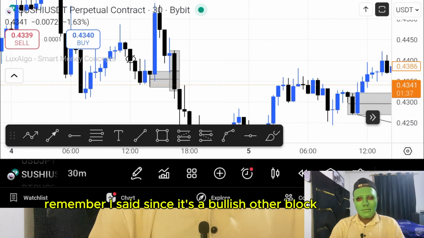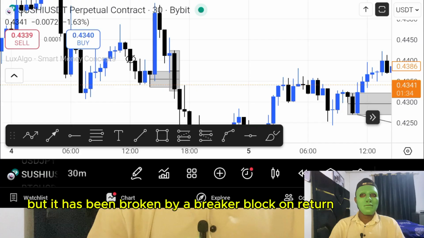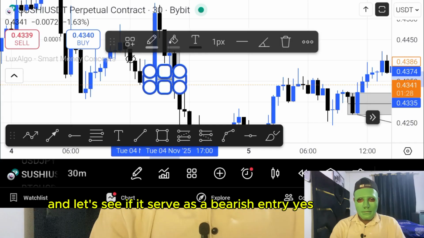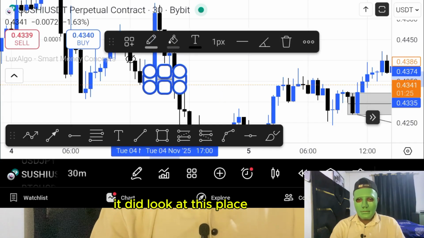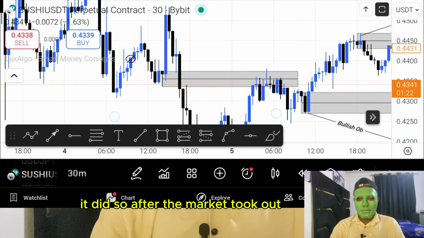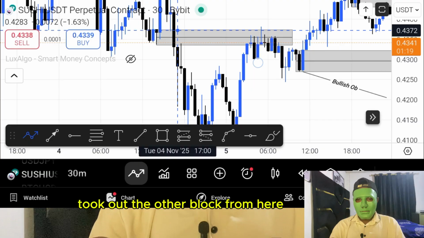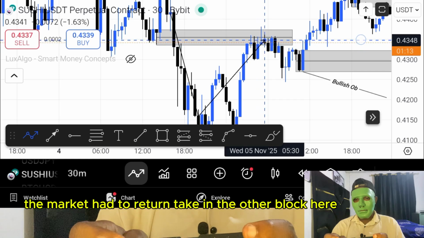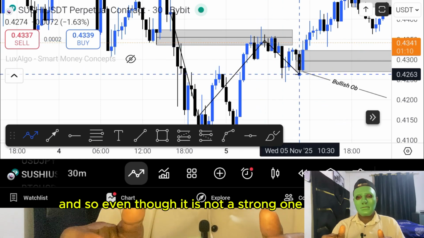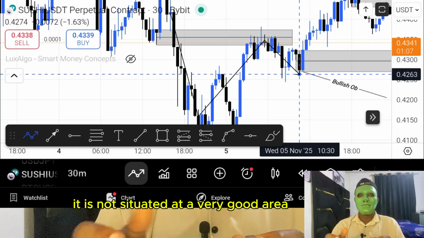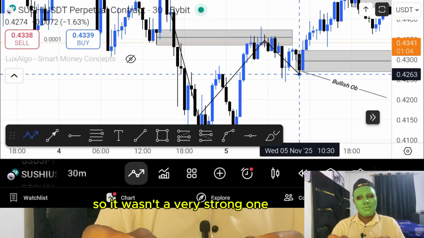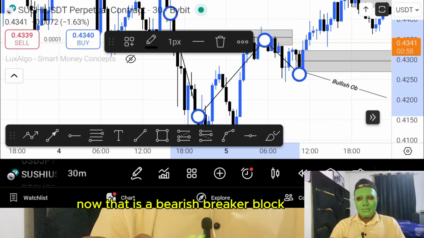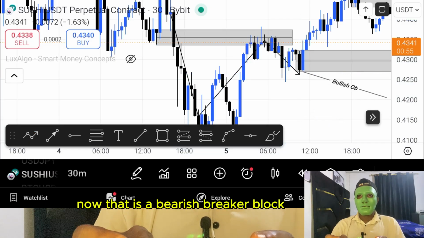And what happens? Remember I said since it's a bullish order block, but it has been broken by a breaker block, on return it can now serve as a bearish entry, no longer a bullish entry. And let's see if it served as a bearish entry. Yes, it did. Look at this place. After the market took out the order block from here, the market had to return, take in the order block here and sell, even though it is not a strong one. Just like I said, it is not situated at a very good area, so it wasn't a very strong one, but then it equally acted a little and pushed a little move. Now that is a bearish breaker block.